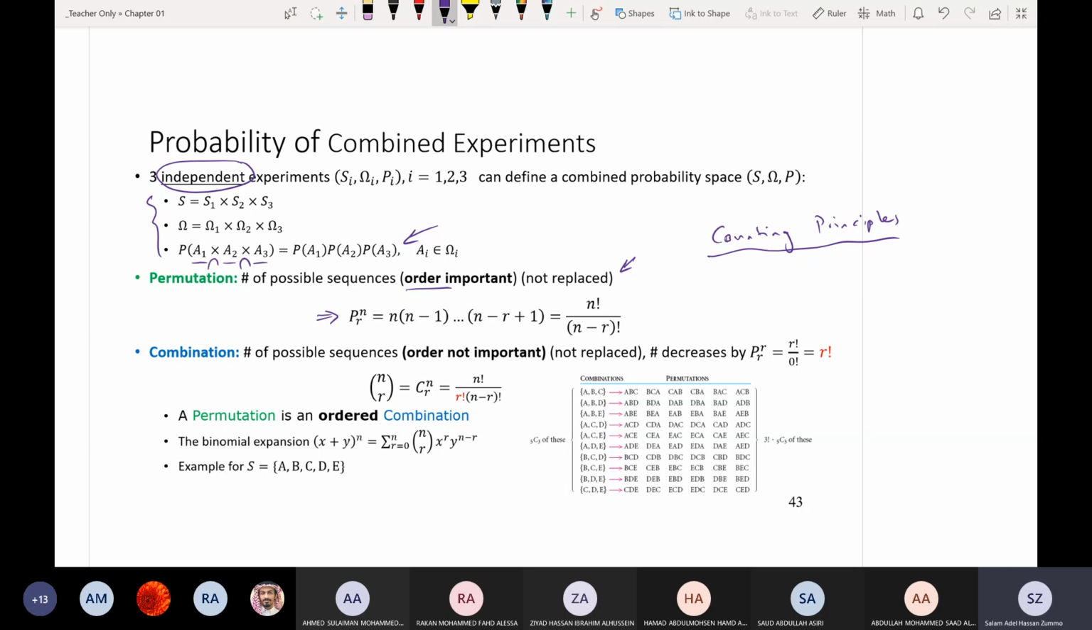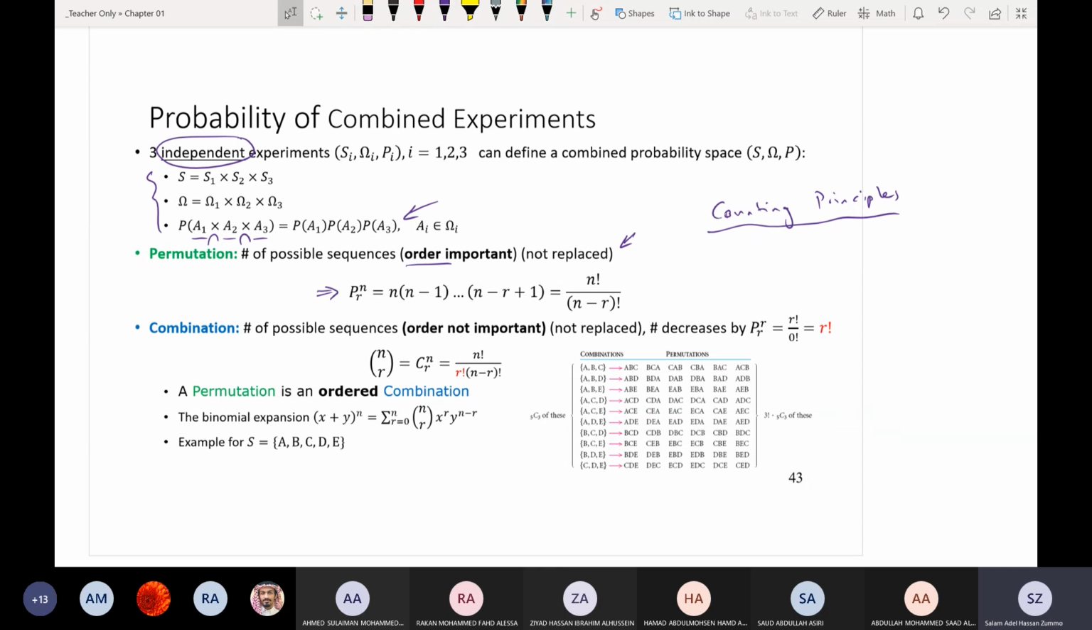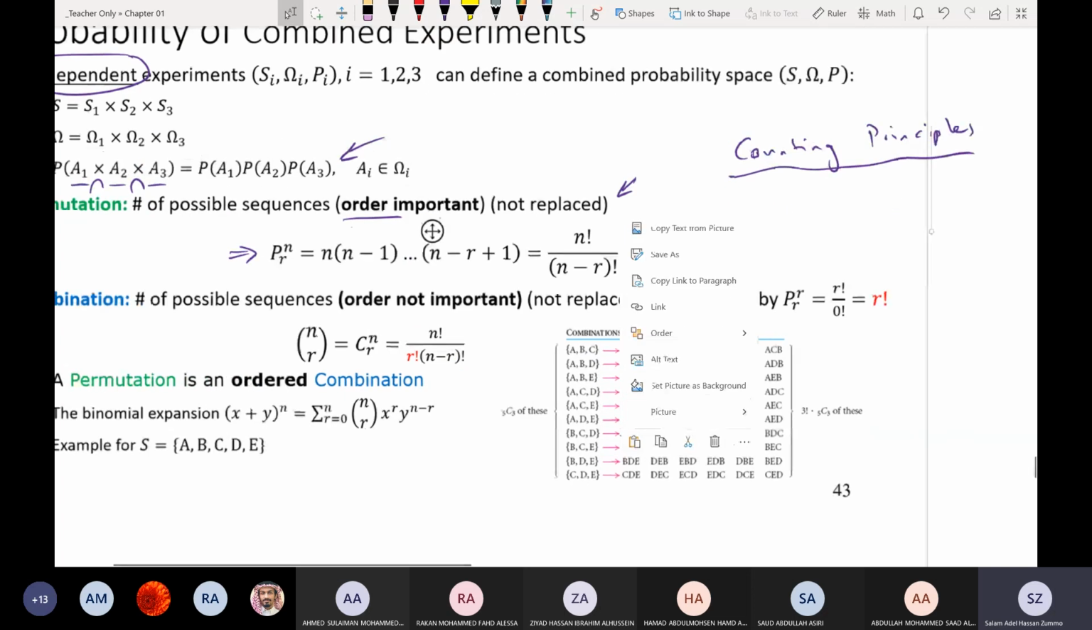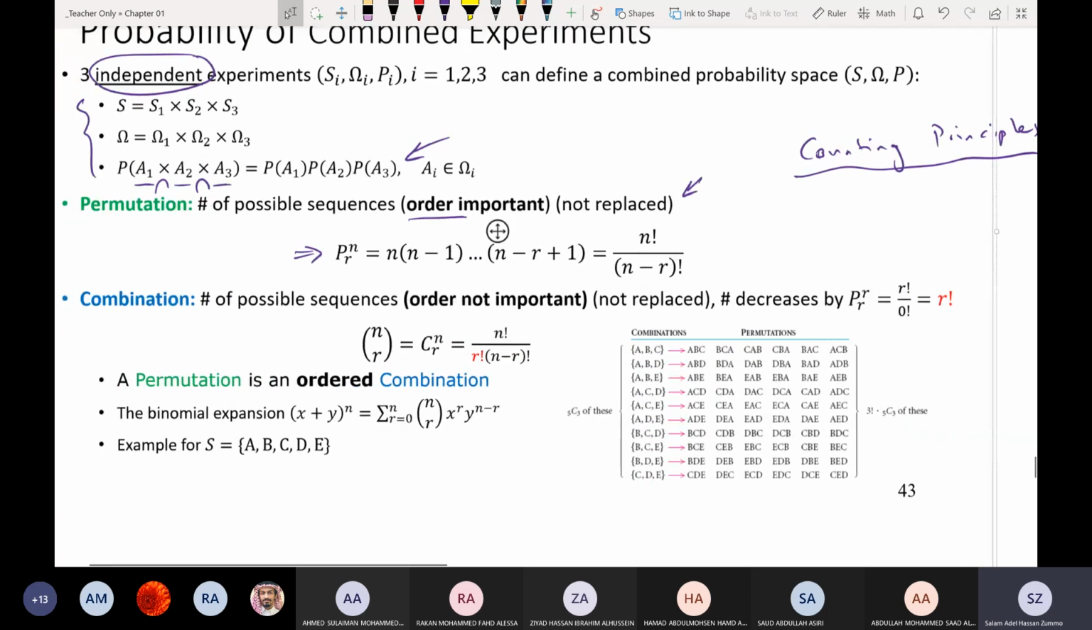For example, a question could be related to this. I have here one question, I have here the example. For example, we have the set S, which is A, B, C, D, and E. And I can ask you how many times you can order them. You can pick 3 out of these 5 letters, where order is not important.